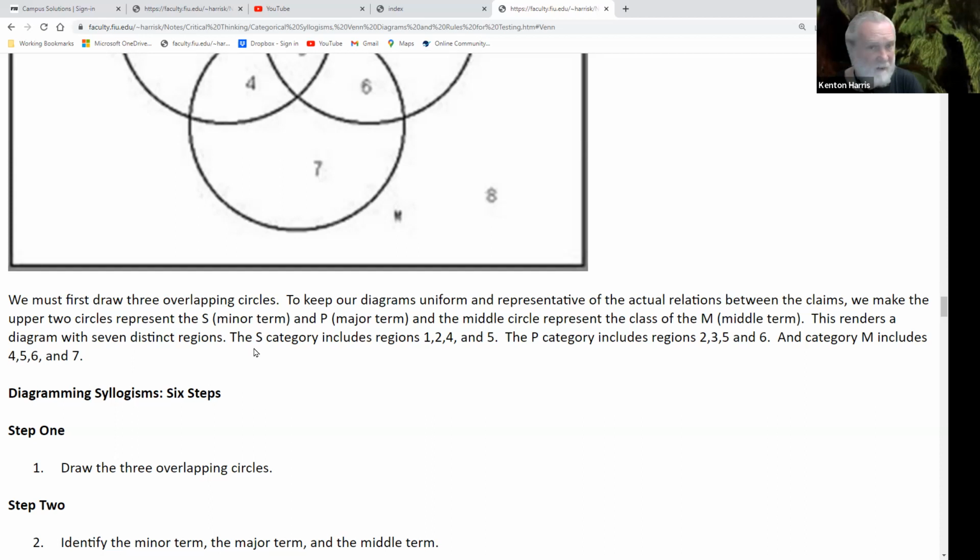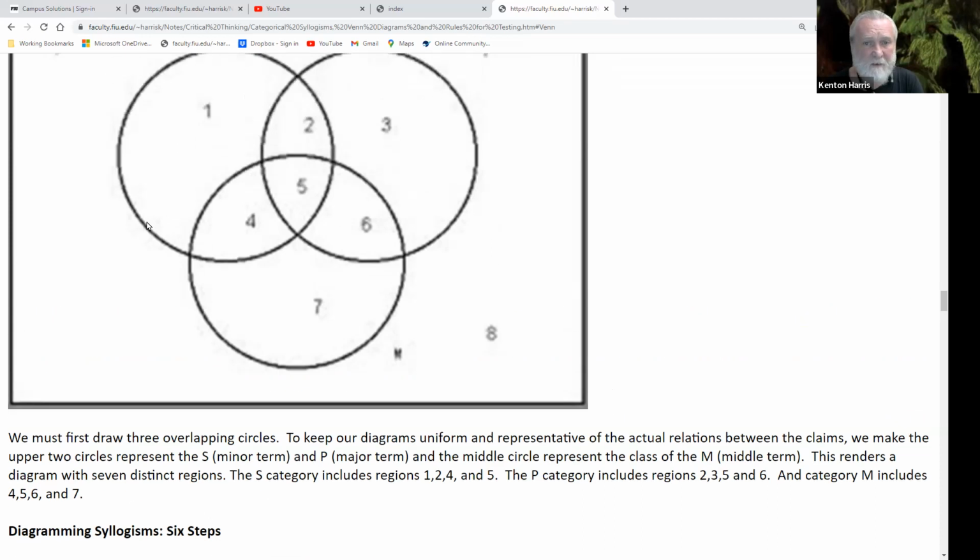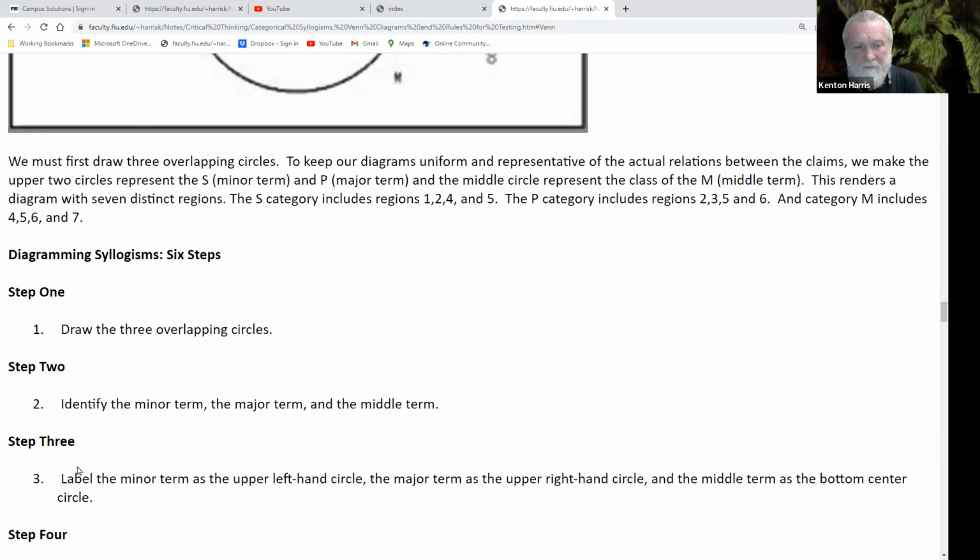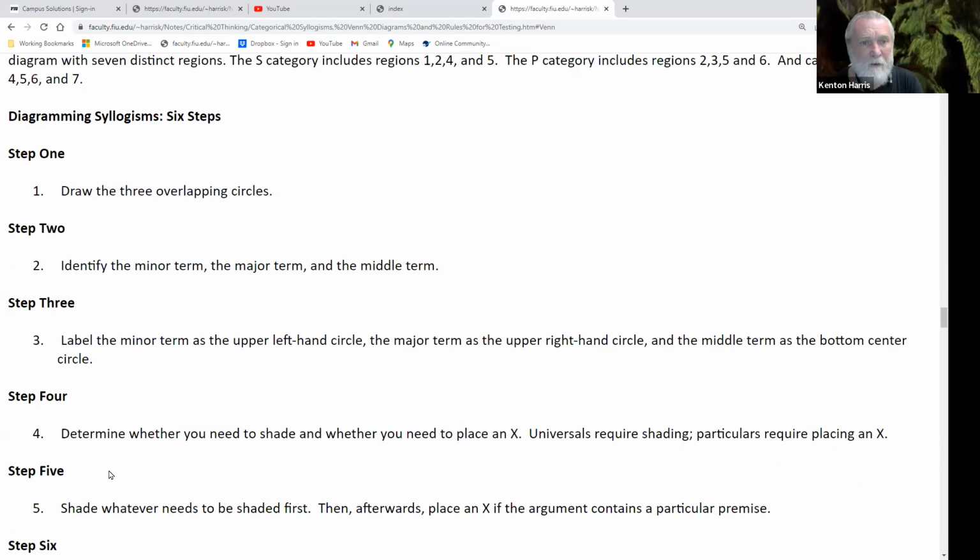This renders the diagram as having 7 regions. Notice the S circle includes regions 1, 2, 4, and 5. The P circle includes regions 2, 3, 5, and 6. And the M circle includes regions 4, 5, 6, and 7. So minor term, major term, middle term, okay? Not very mysterious. Now, how do we diagram it?